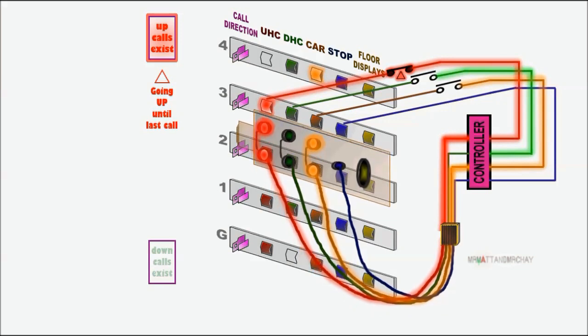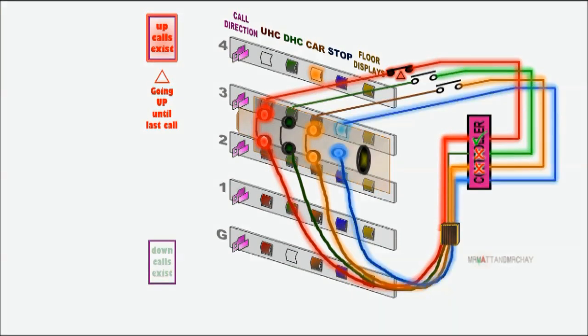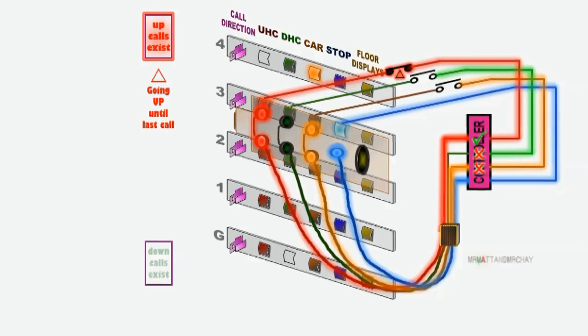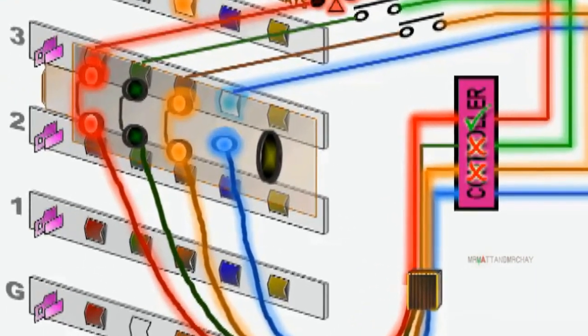The lift goes up, live brush touches live contact and the lift is going to stop. So now the slowdown sequence is activated. This livens up the stop contact. The lift switches to slow speed, and when the stop contact is made, the lift stops level with the floor.